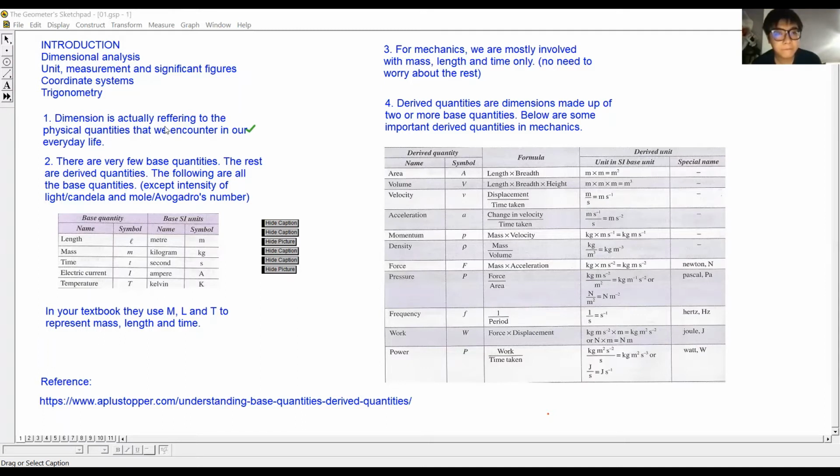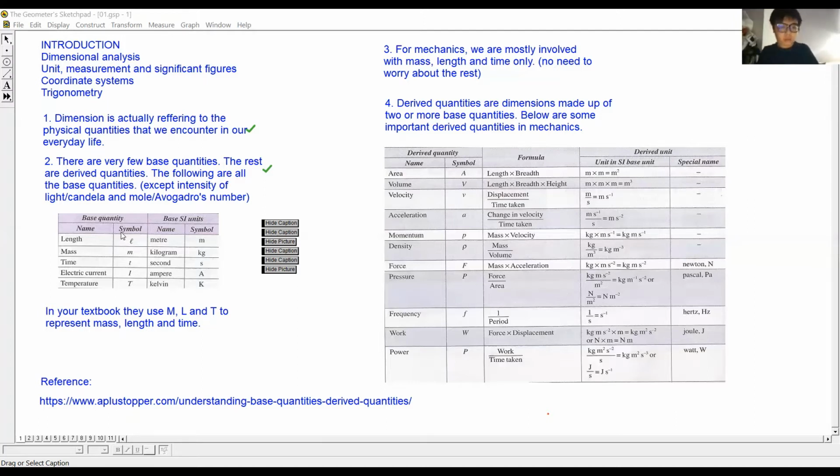Now, other than length, we have mass, time, and temperature. Now, these are also physical quantities. But these physical quantities that we mention here, they are the base quantities. Now, what is base quantity? Base quantity, they are the most basic building block for physical quantities.